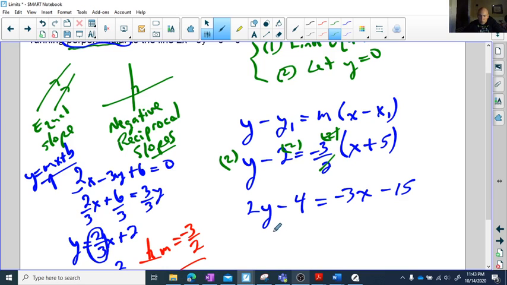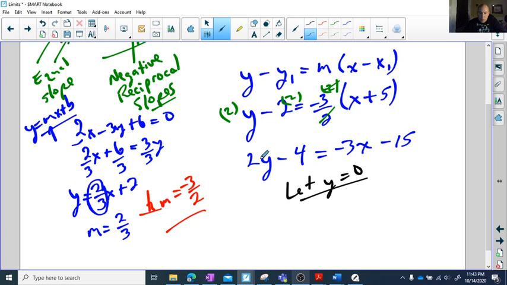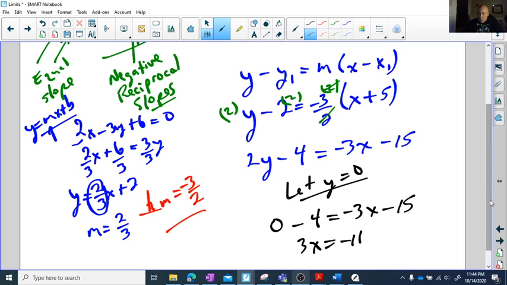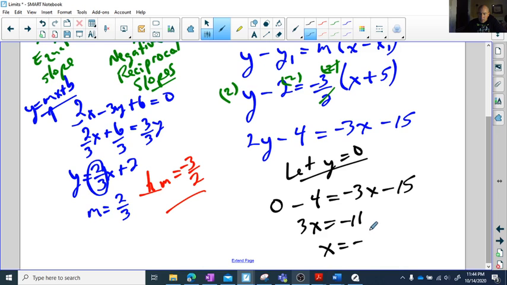I could rearrange it and put it in one of those formats, but I don't have to because it didn't ask me for the equation of the line. I wanted the x-intercept. So right now I'm going to let the y value be 0 and see what I get for x. So this is going to become 0. Take away 4 is negative 3x minus 15. Bring your negative 3x, or it doesn't matter, I guess I'll bring that over there, and I'll take that over there. And I will get an x-intercept of negative 11 thirds.